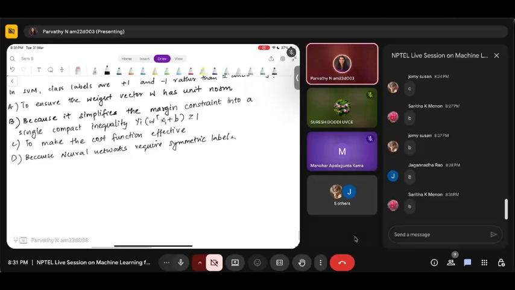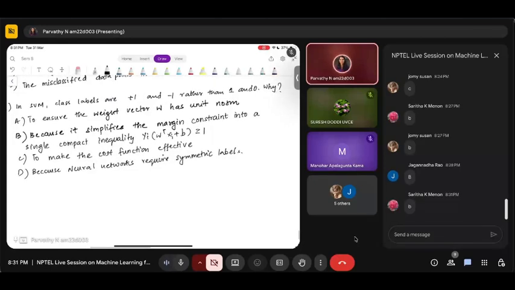So in SVM, the class labels are +1 and -1 rather than 1 and 0. Why? To ensure the weight vector W has unit norm, because it simplifies the constraint into one single inequality. To make the cost function effective, because neural networks require symmetric labels. So it will simplify the margin constraint into one inequality, that y into w transpose x plus b is greater than or equal to 1. And this is one of the foundations of SVM optimization.